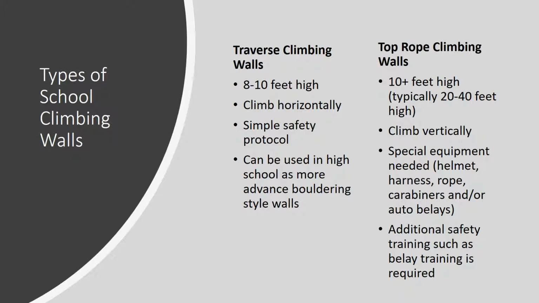Top rope climbing walls are a minimum of 10 feet high. Typically, they're between 20 to 40 feet high. Some go as high as 60 to 70 feet, but more commonly 20 to 40 feet high. You climb them vertically. You need special equipment in order to top rope climb. You need obviously a rope, a helmet, harness, carabiners, and or auto belays. And additional safety training such as belay training is required in order to complete top rope climbing safely.